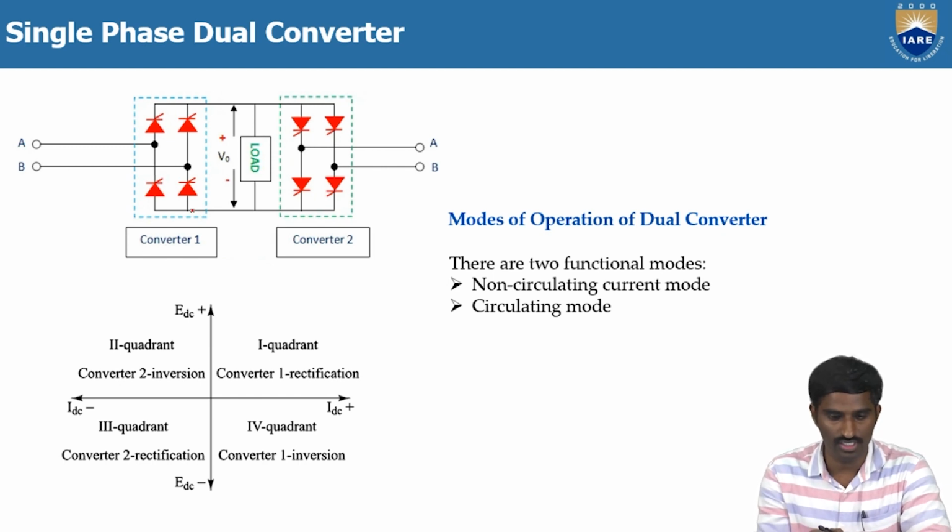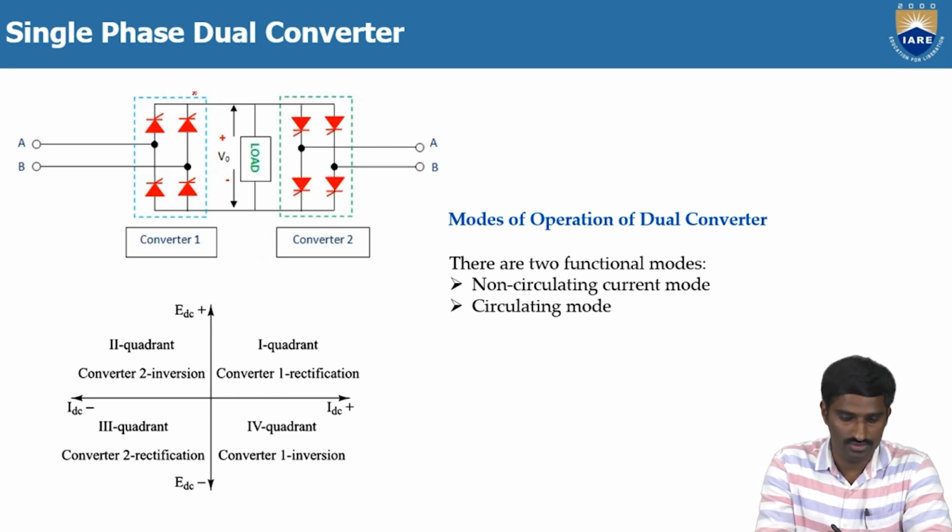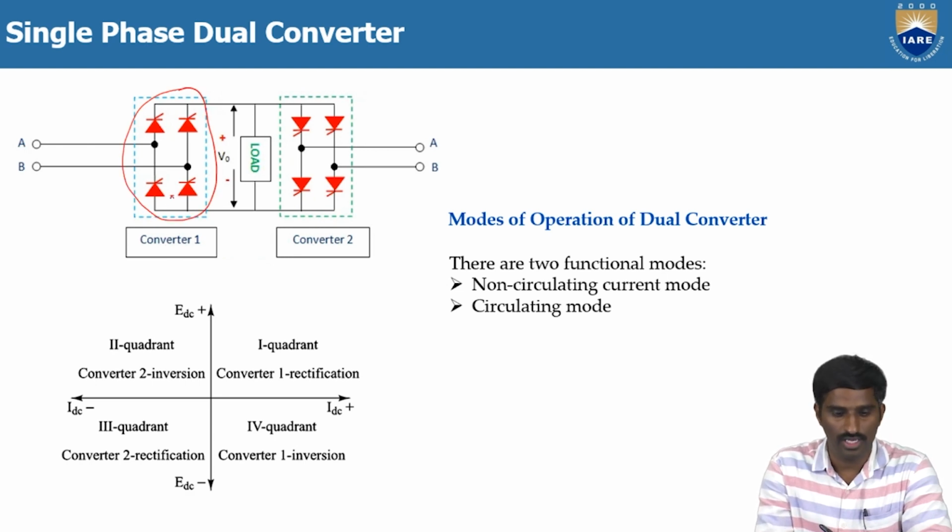Here, as you can see, this is the single phase dual converter. This is one full bridge converter, and if you connect the same full bridge converter in anti-parallel, it makes a dual converter. In between these two we have connected the load, and the supply for the first converter and the second converter is also given from the same source.